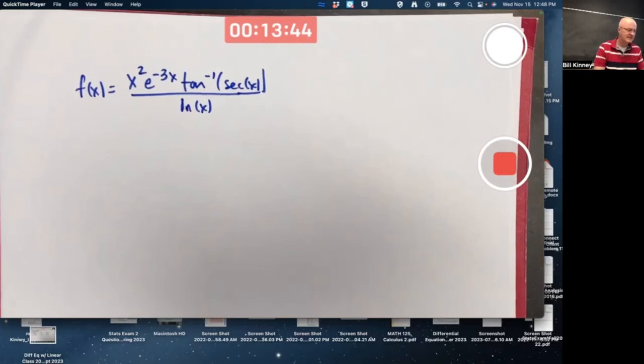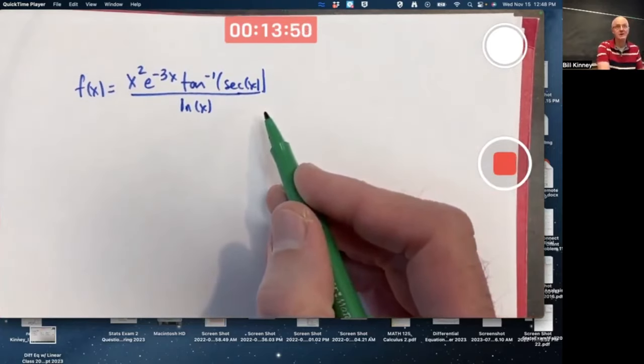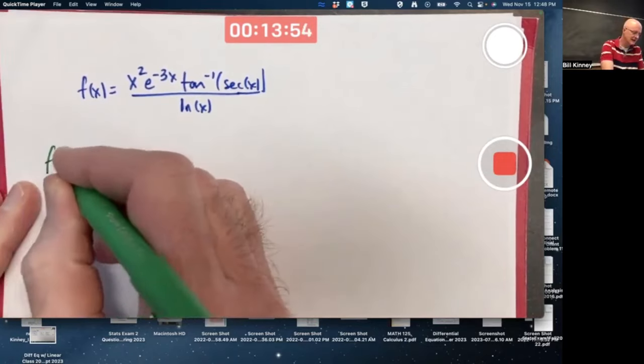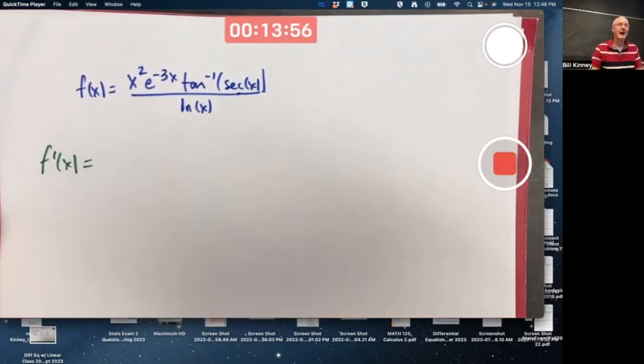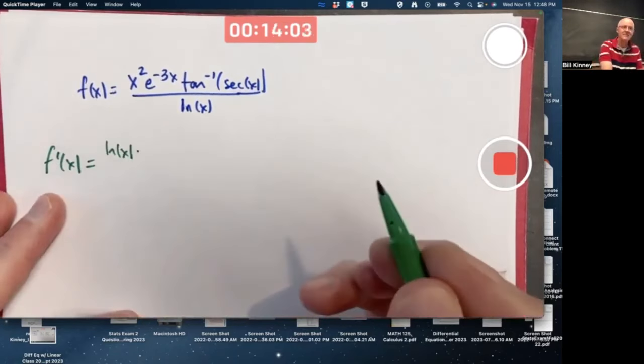Let's take the derivative of this nasty function. Take it step by step. The first thing to recognize is that it is a quotient of fractions, so you need the quotient rule. Low d high minus high d low over the square of what's below. Low is easy. The hard part is d high.